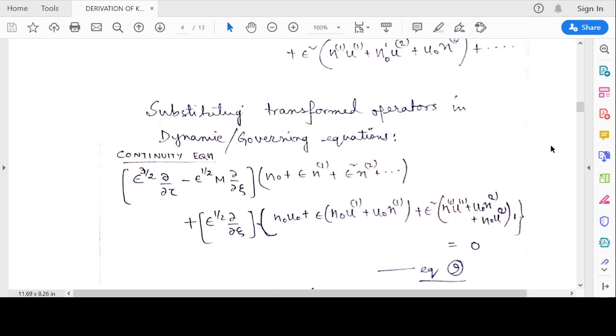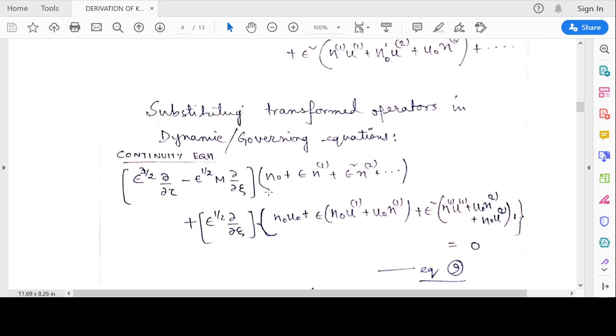Why did we write it? Because we have to take out different sets of equations corresponding to different orders of epsilon. Now from observation of this, we can see that while we consider the derivative parts, the minimum power of epsilon that will be valid to have different order equations will be epsilon to the power 3 by 2. Why? Because when you take epsilon to the power half del del xi of n0, it gives you 0, it's a constant term.